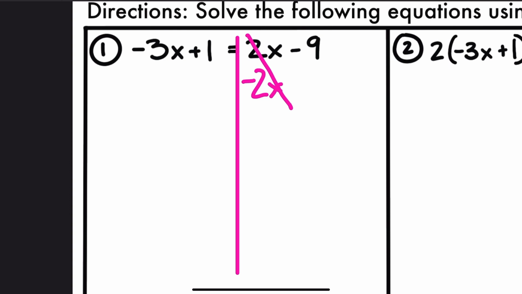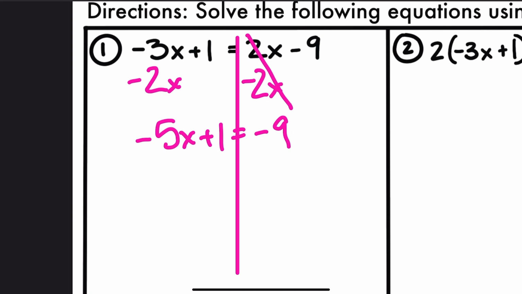But whatever I do to one side, I'm going to have to do to the other as well. So now I have negative 3 minus 2. That's going to give me negative 5x. I haven't used that plus 1 yet, so I'm going to bring that down. But I do have a minus 9, so I'm going to keep that. Cool. All right. That was step number 2, combining like terms.